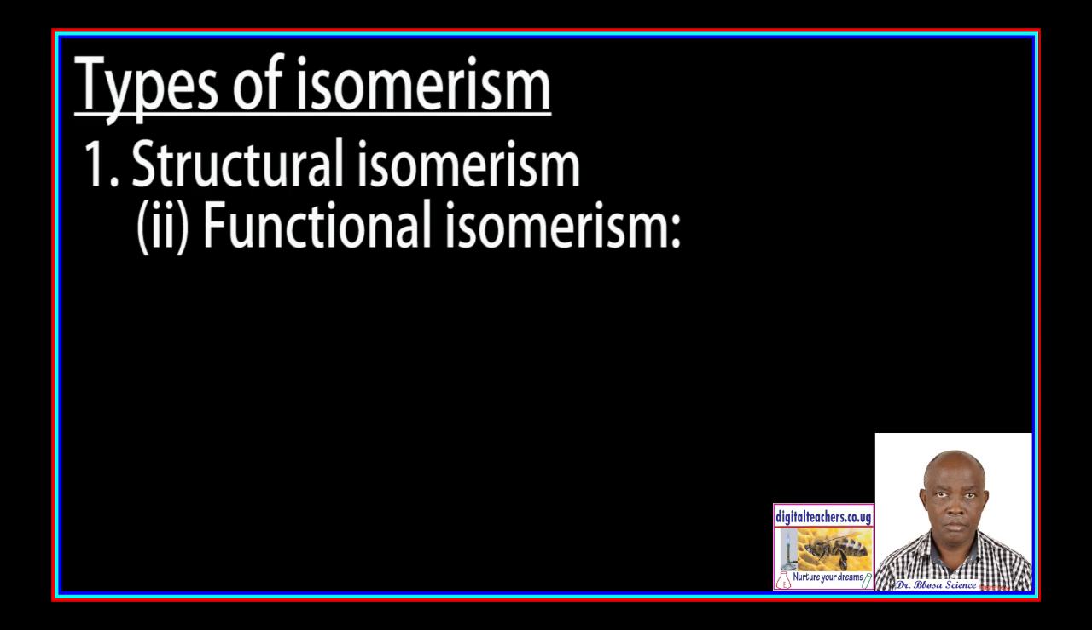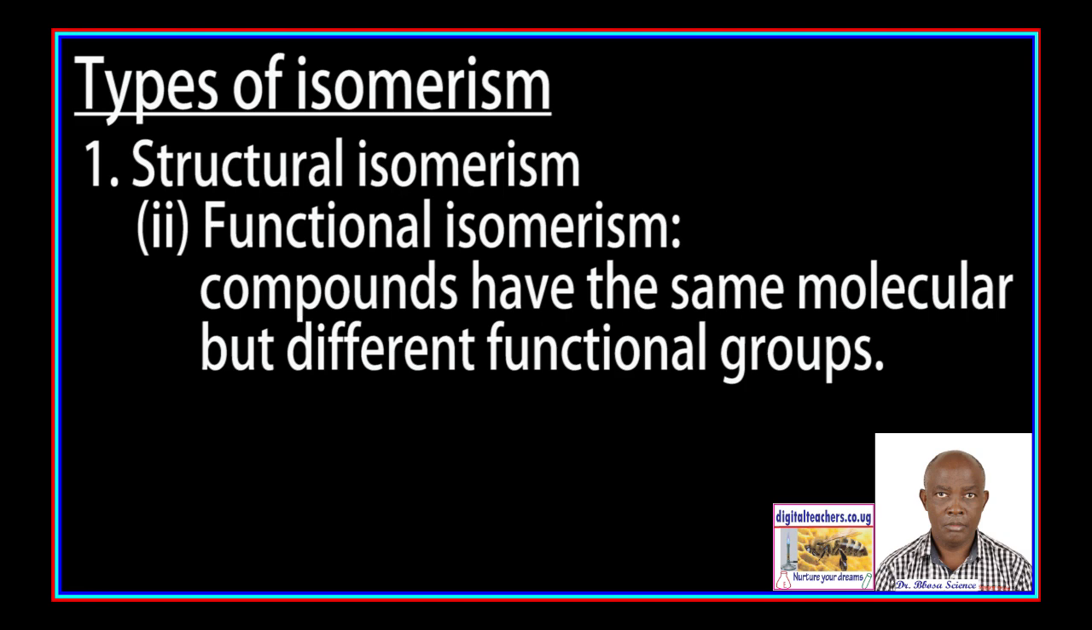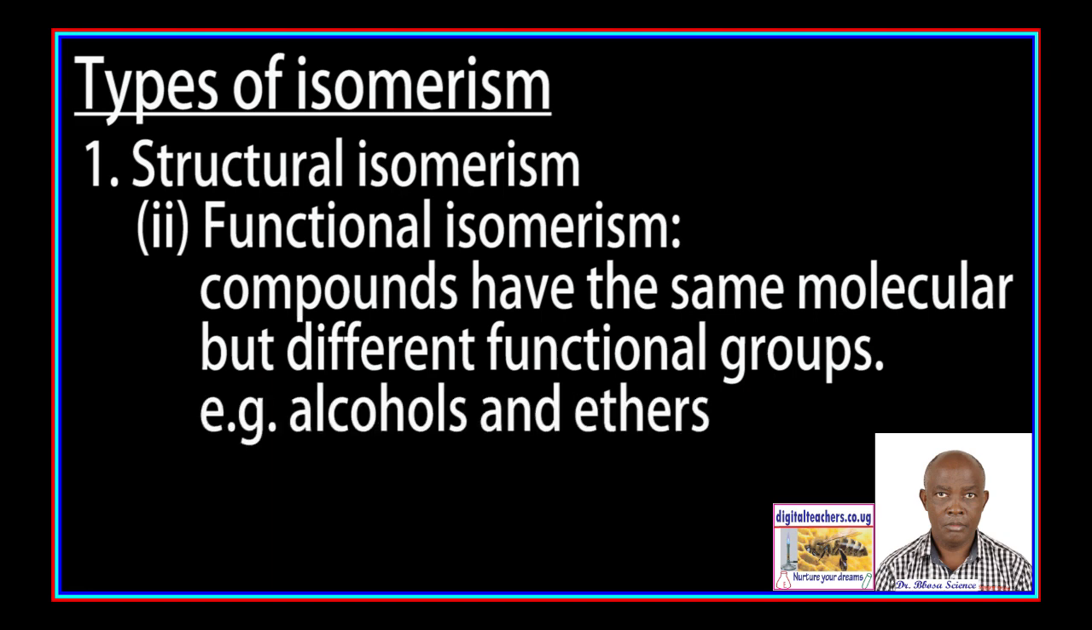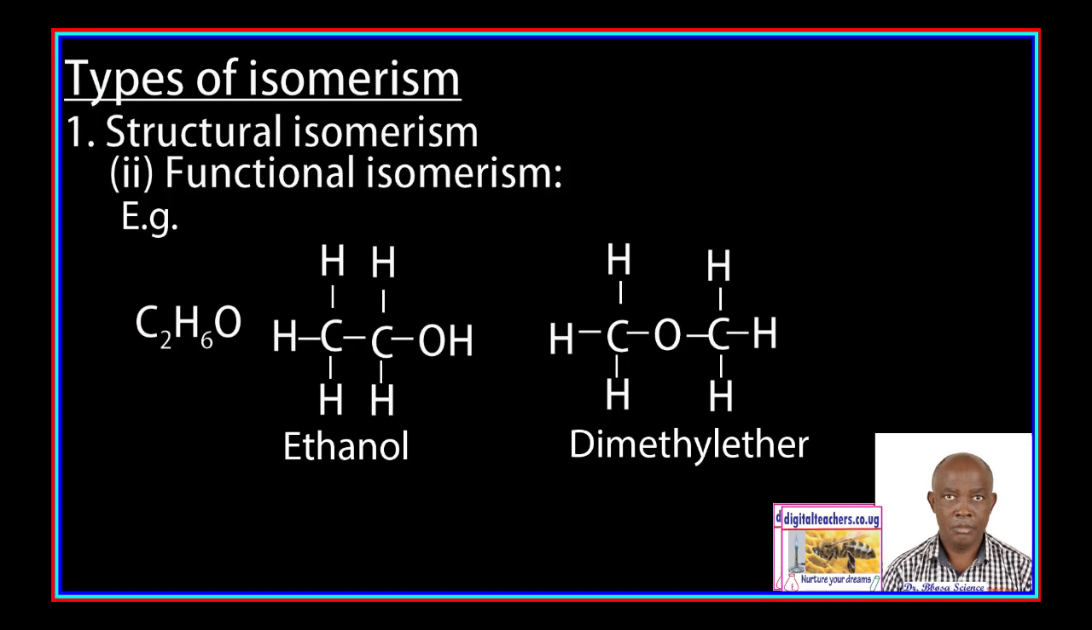2. Functional isomerism. Here, compounds have the same molecular formula but different functional groups, such as alcohols and ethers. For example, compounds with C2H6O can either be ethanol, an alcohol, or dimethyl ether, which is an ether.